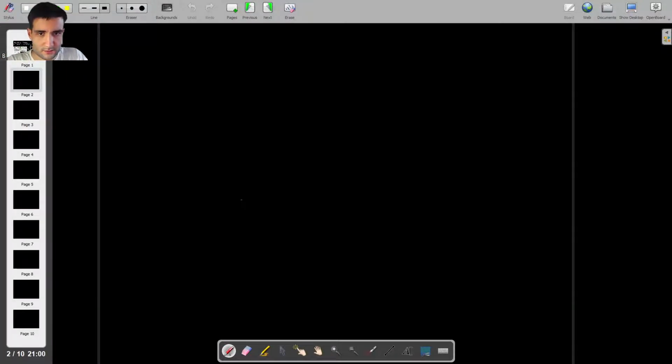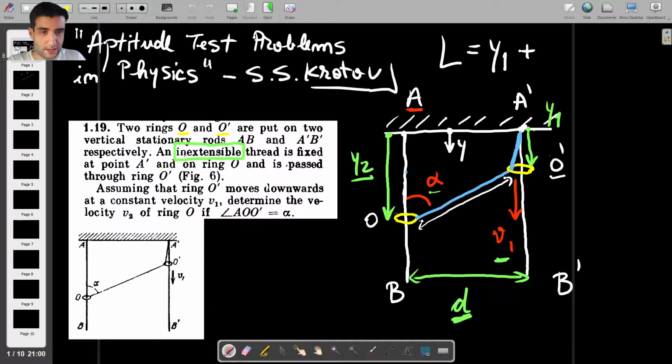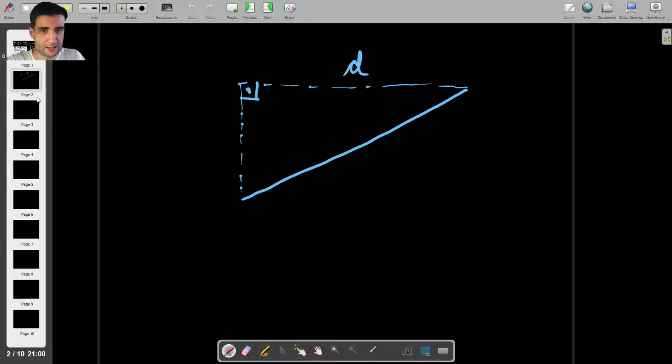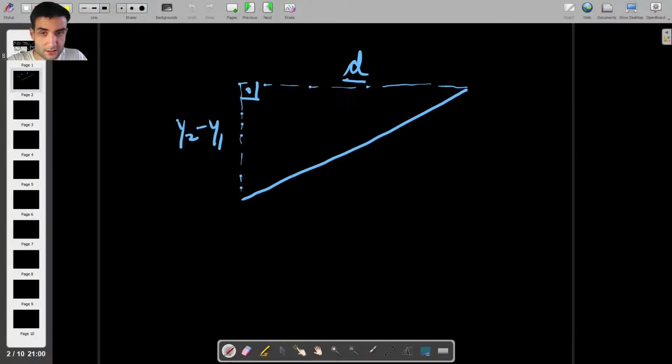So this is what we're trying to find. And we know that this side of the triangle is d, and this is actually a right angled triangle, right? Because if we draw a line which is parallel to the ceiling here, like this, then you will end up with a 90-degree angle. And you know quite a few things about this triangle. So you know this side. You also know this side, which is y2 minus y1, right? And you also know this angle here, which is alpha.